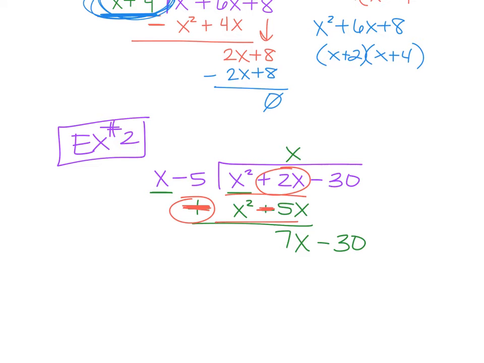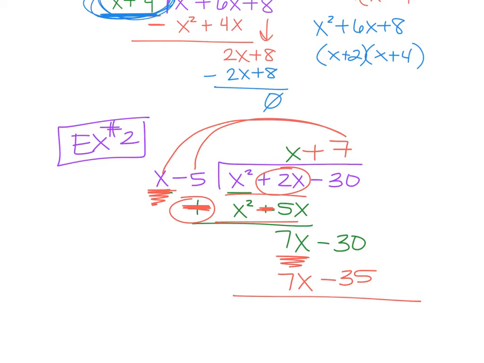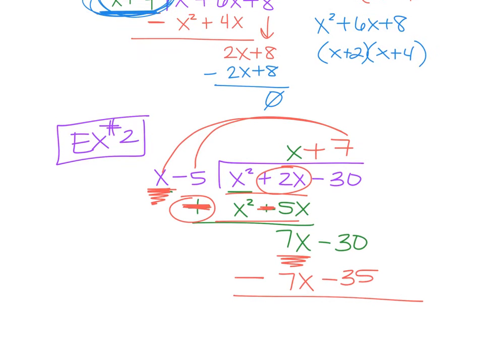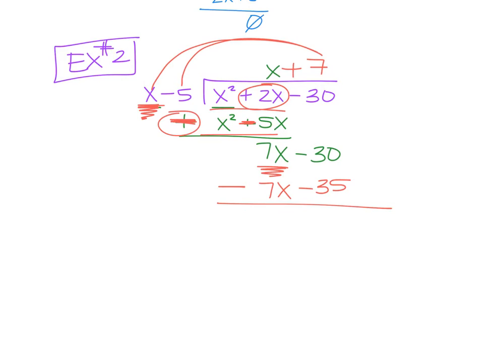Okay, what do I need to multiply x by to get 7x? 7. So this is plus 7 over here. So now I'm going to do that. 7 times x is 7x. 7 times a negative 5 is a negative 35. Again, be careful. We are subtracting them. Okay? So a negative 30 minus a negative becomes plus a positive. Negative 30 plus 35 is 5.